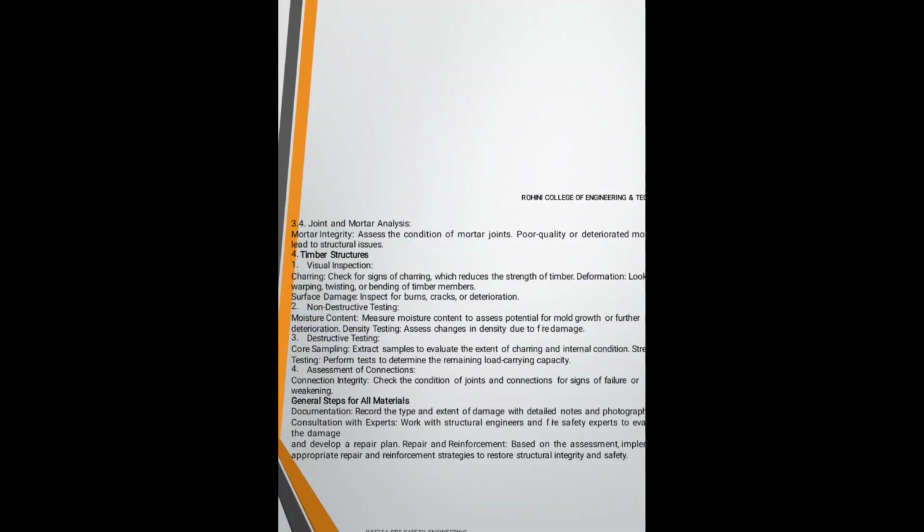splits, cracks or deterioration. The non-destructive testing means first of all that you measure the moisture content to assess potential for mold growth or further deterioration. Then density testing is also made, to assess changes in density due to fire damage. Then assessment of connections: check the condition of joints and connections for signs of failure or weakening.